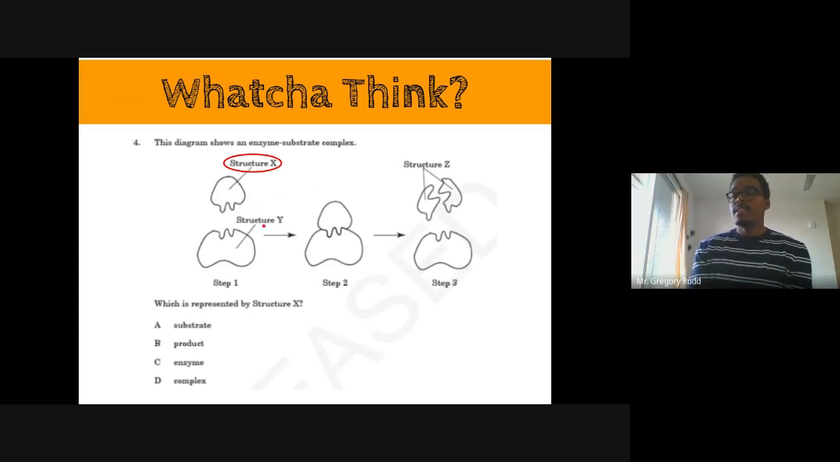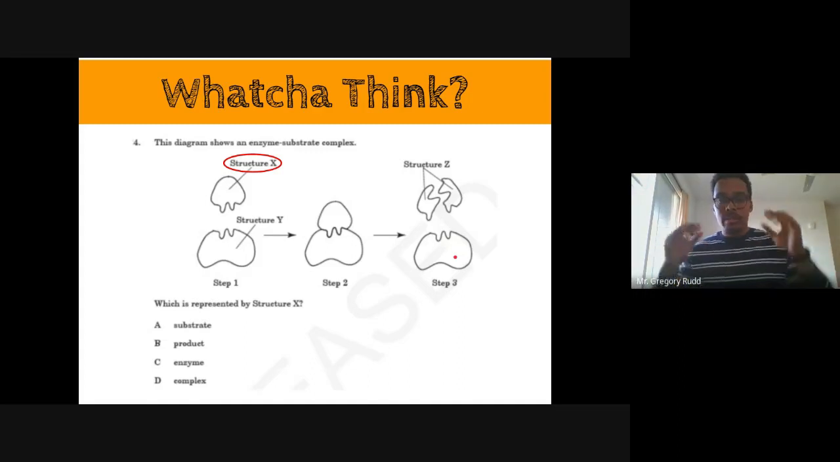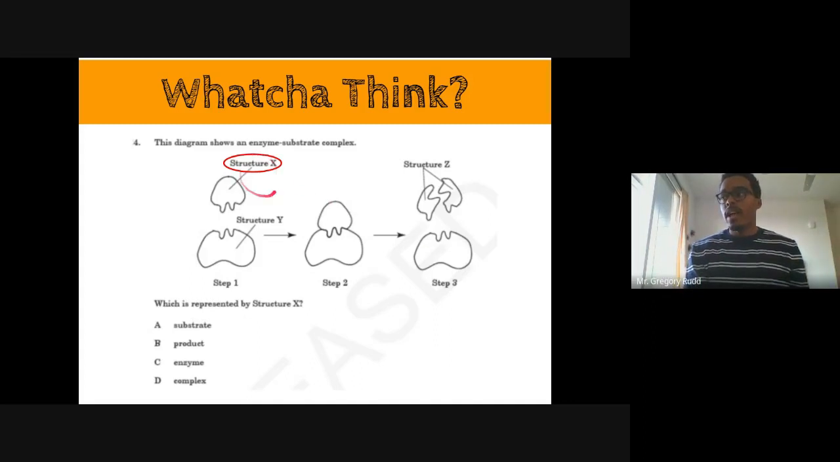So structure Y stays the same throughout the entire process. We see it looks the exact same in the beginning and in the middle and in the end. That's part of what makes an enzyme so special, that it is reusable. Its shape is not changing. Structure X gets broken down into structure Z, so the shape is changing there. But the other thing we have in this diagram is structure Y. It's not changing. That means that it must be the enzyme.